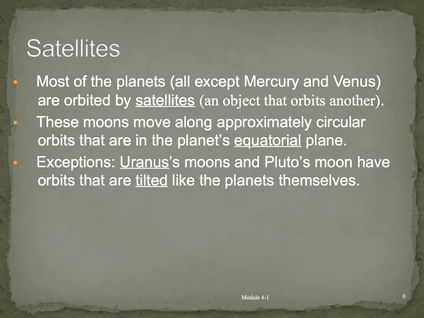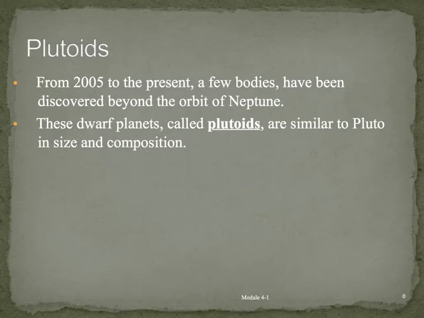Most of the planets, except for Mercury and Venus, are orbited by satellites. A satellite is an object that orbits another, so it could be a moon. These moons move along approximately circular orbits that are in the planet's equatorial plane, with a few exceptions. Uranus's moons and Pluto's moon have orbits that are tilted like the planets themselves. From 2005 to the present, a few bodies have been discovered beyond the orbit of Neptune. These dwarf planets, called Plutoids, are similar to Pluto in size and composition.